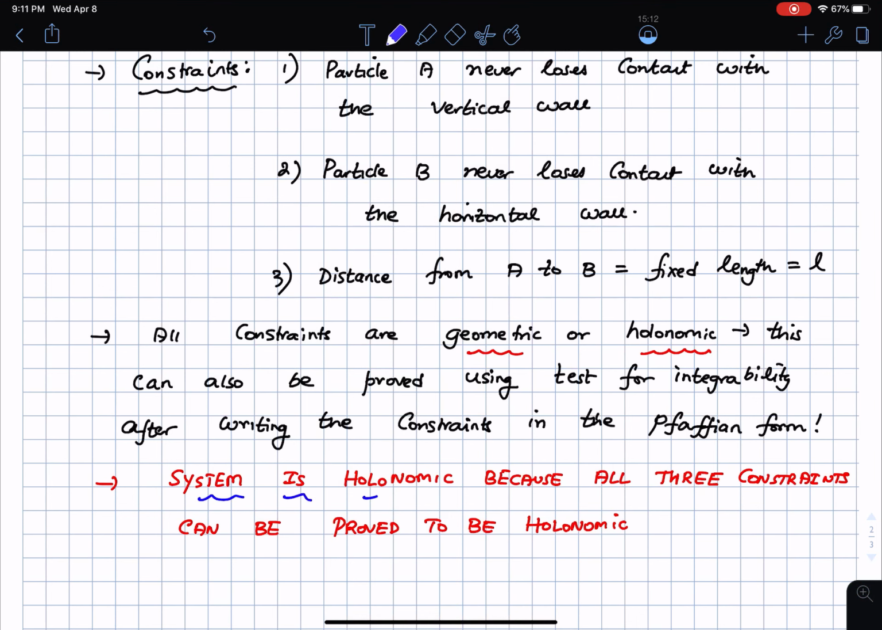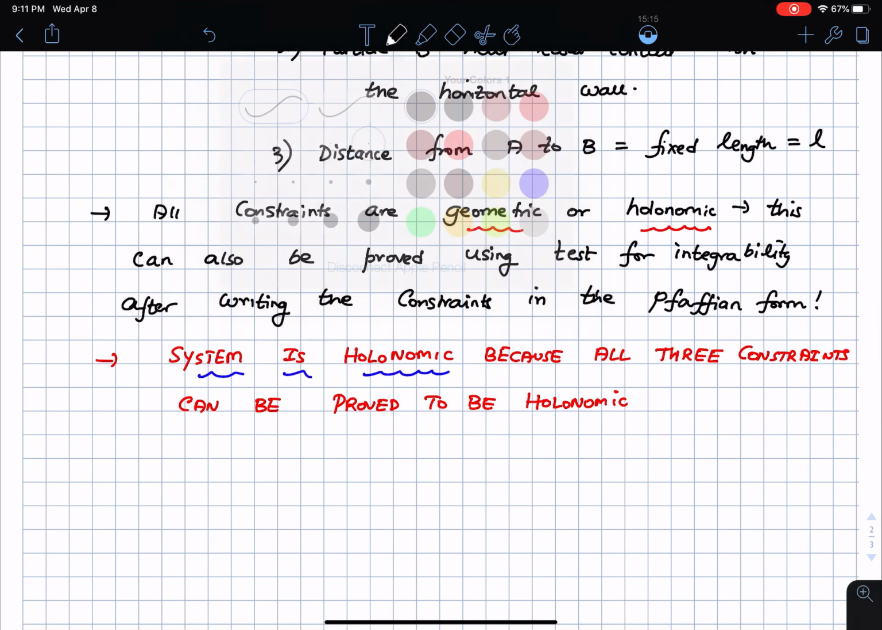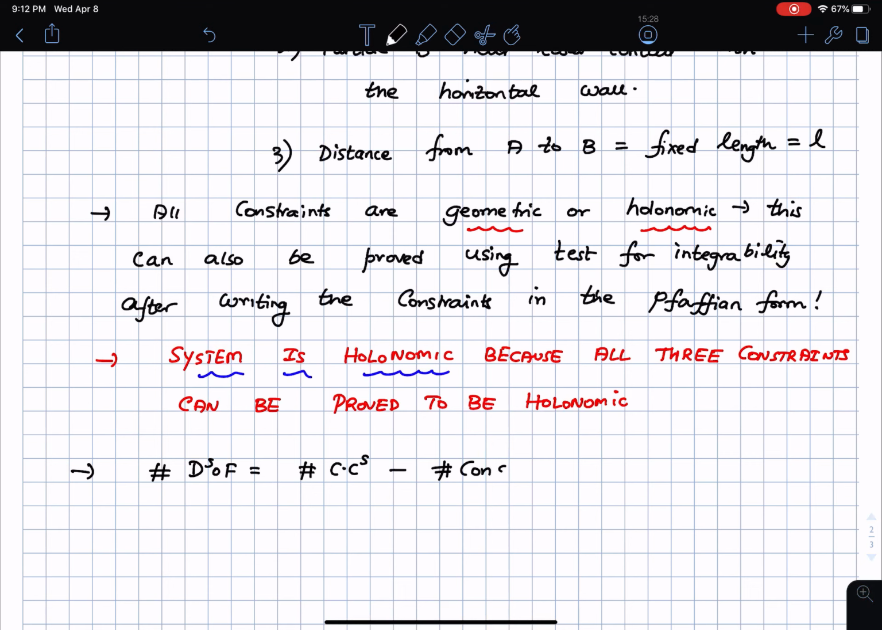Okay, so the system is holonomic, and once we have that, we can then say that the number of degrees of freedom is equal to the number of configuration coordinates minus the number of constraints. Which means that this is going to be equal to 4 minus 3, which is equal to 1. Okay, this means that the system has a single degree of freedom, and I will expand on this point later down the line in this lecture. Okay, all right, so that's great.